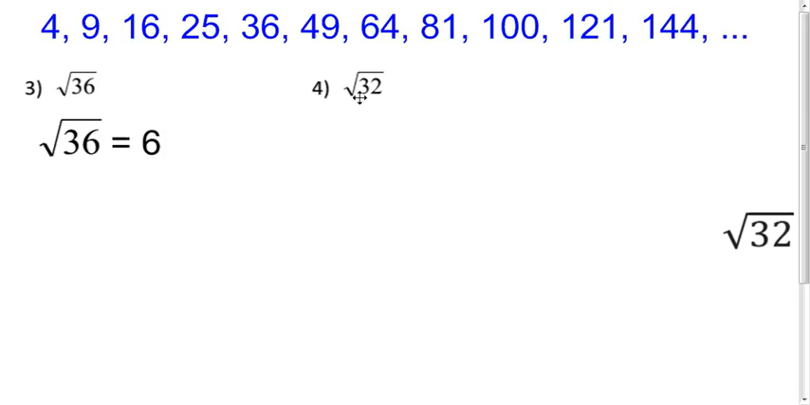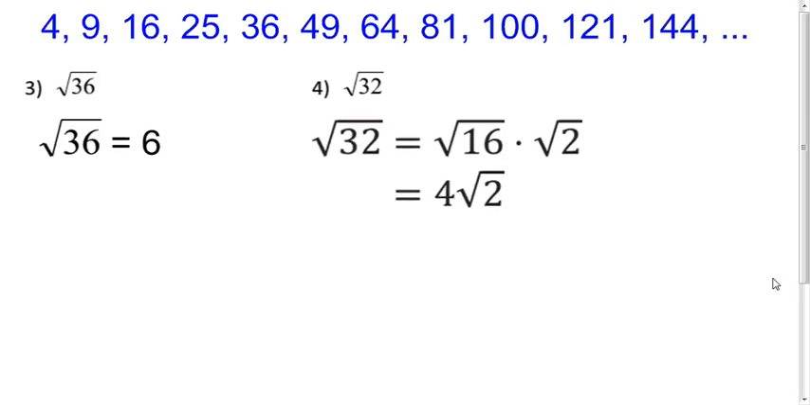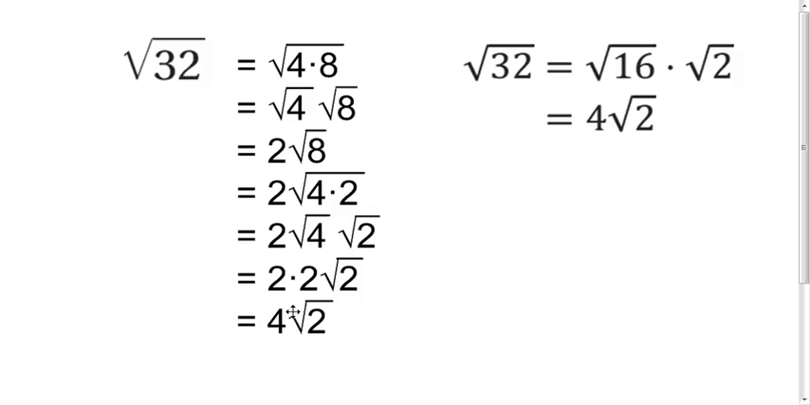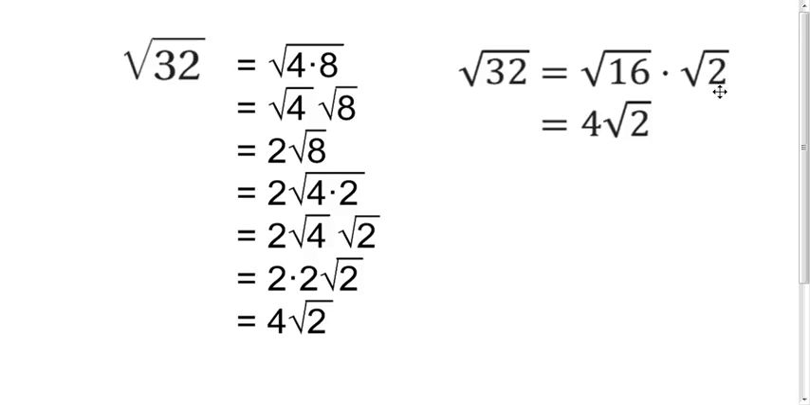So for 32, hopefully you got 4 times radical 2. Now, I'm sure some of you probably thought, okay, well, I know 4 times 8 is 32. 4 is on my list. While that works, it's going to be more steps, because 8 is 4 times 2, and we can simplify that some more. So while this will work and you'll get the right answer, it's a whole lot simpler if you just start off with square root of 16 times square root of 2.